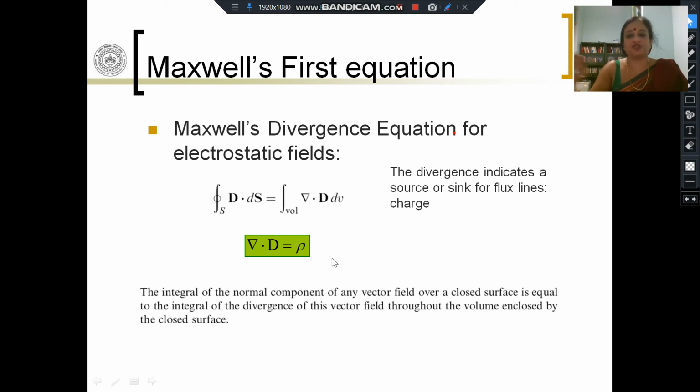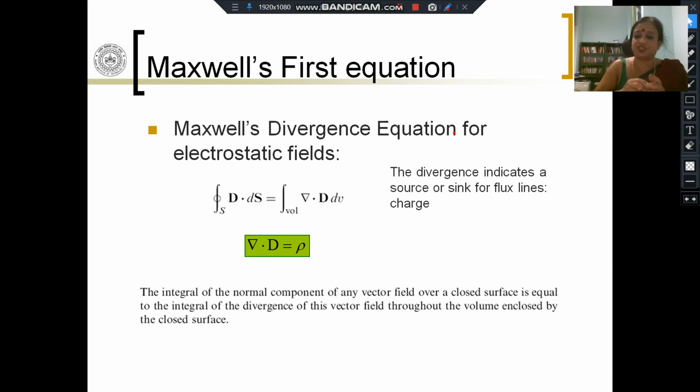Now, if two integrals taken over the same volume are equal, then the integrands must also be equal, and therefore the divergence of D must be equal to rho v. What is this? This is nothing but Gauss's first law. What does Gauss's first law then tell me? Gauss's first law tells me what is the divergence of D, the electric flux density D at a point, and it tells me that it should be equal to the charge density at that point.